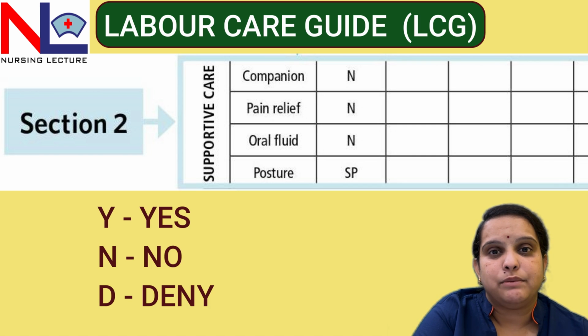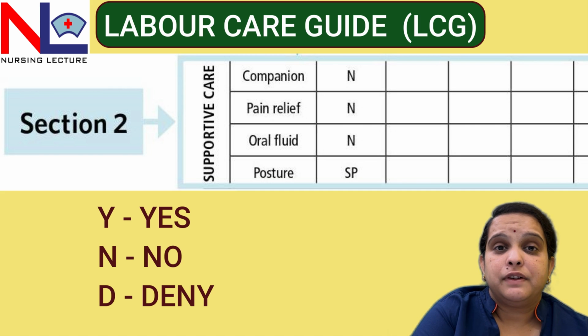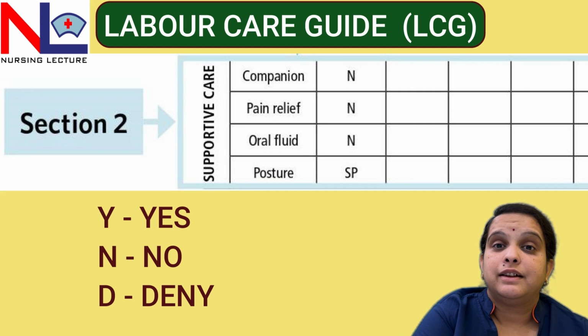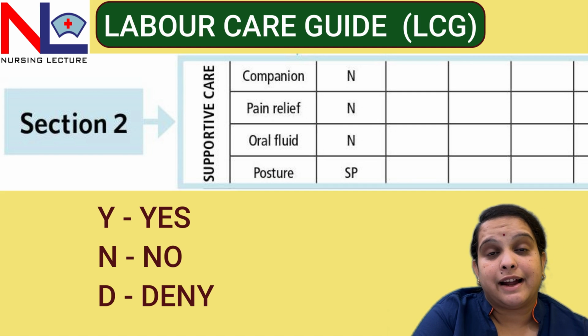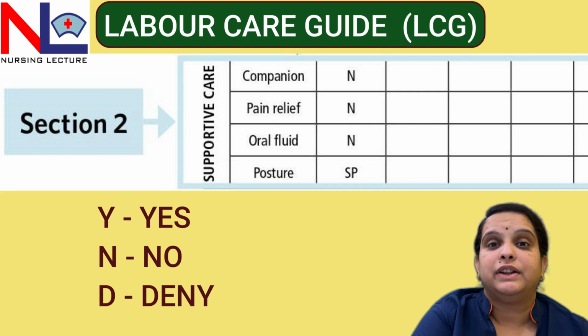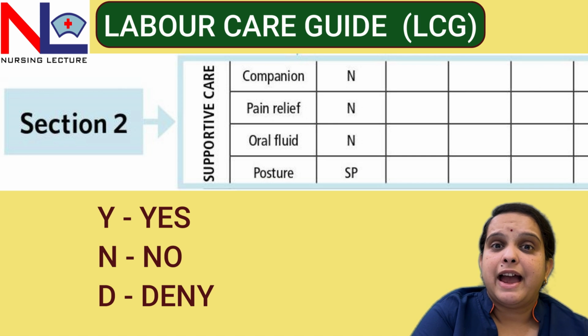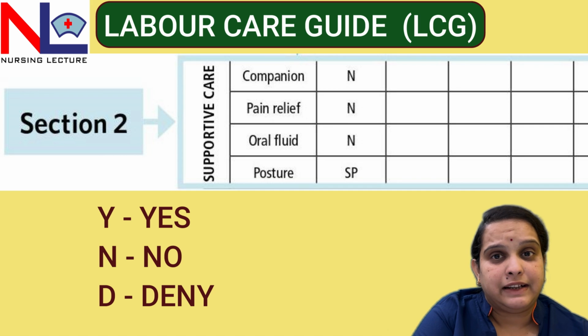Y means yes, N means no and D means denying. So if at the time of admission or at the time of active phase of labor, when you are plotting in the first column, and if you are writing that she is accompanied with the family member or her husband is there with her, then you can write Y, that is some companion is there. And if she denies that she doesn't want any companion, then you can write D.